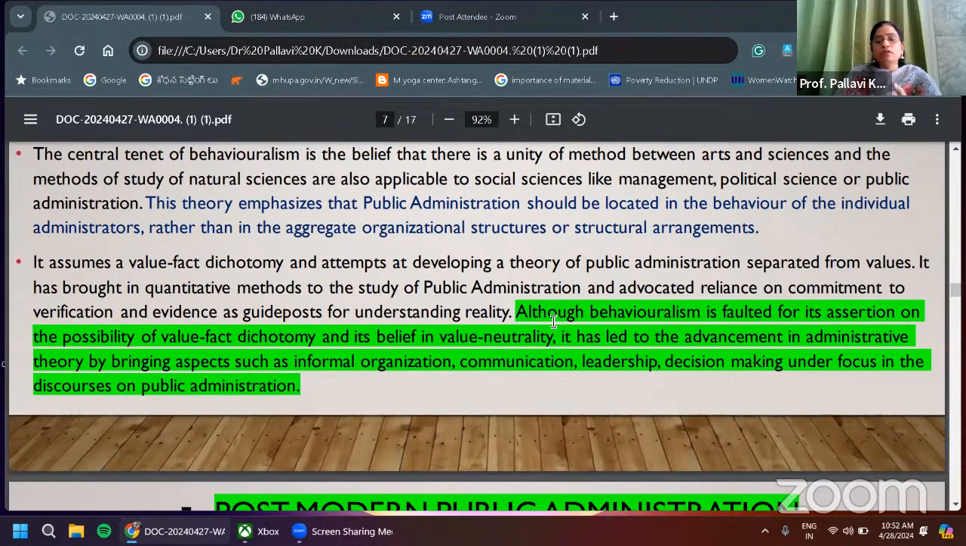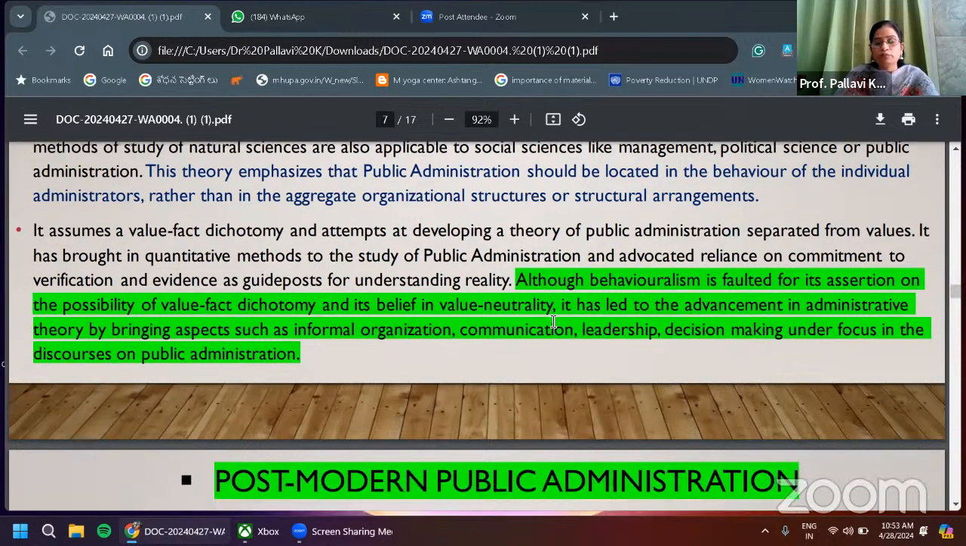And the center point here is the behavior of the individual administrators rather than the organizational structures. Here, they have not given importance to the organizational structure. Now, where have they given importance to the organizational structure? In the classical theory. But in the behavioral theory, they emphasized more on the behavior of human beings, because that is very important for any organization. Only if the human beings are motivated, only if they have an inclination towards the goal of any organization, then only you will be able to achieve the goals of any organization. Otherwise, it is very difficult.